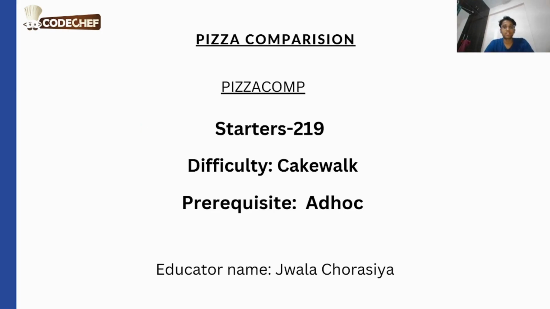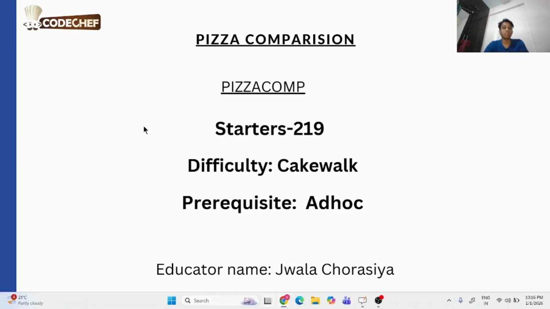Myself Jolachara, saying today we are going to solve the problem which came into Starters 219. The name of the problem is Pizza Comparison and the problem code is PIZZACOMP. The difficulty rating of the problem is cakewalk and the prerequisite is ad hoc. Let's start with reading the problem statement over here.